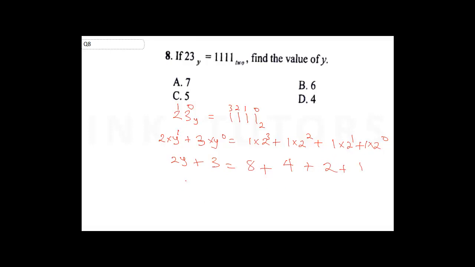So this means 2y plus 3 is equal to 8 plus 4, which is 12. 12 plus 2 gives us 14. 14 plus 1 gives us 15. Collecting like terms, this means 2y will be 15 minus 3. This means 2y is equal to 12. Therefore, y will be 12 divided by 2, which gives us 6. So our final answer is 6.